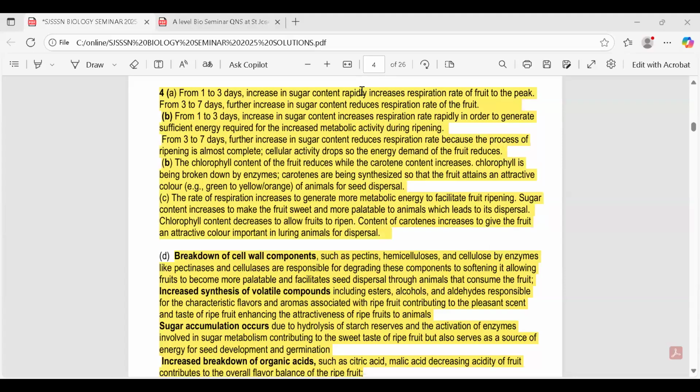Yes, sir. My question is about the carotene. You said the carotenes are formed while the chlorophyll is broken down by the enzymes. Is it that when the chlorophyll is broken down, it is converted to carotenes, or it is just broken down and then the formation of carotene is some other physiology?